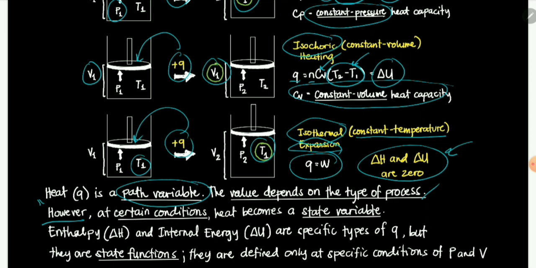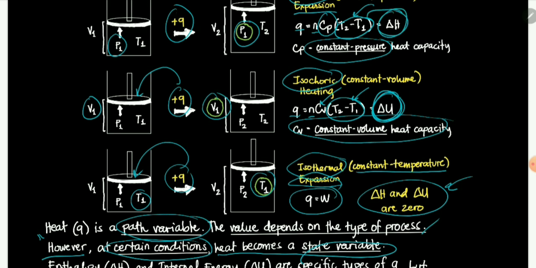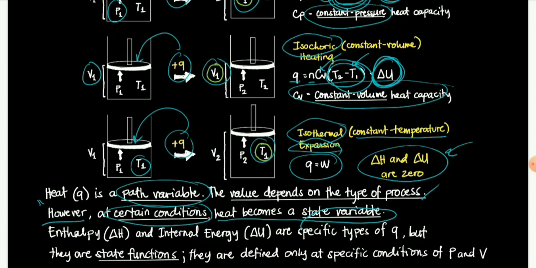However, okay, at certain conditions, heat becomes a state variable. So yung Q in general, path variable siya. Pero yung delta U at saka yung delta H, they are state functions. Kasi kung makikita nyo, nakadepende lang siya dun sa differences in the temperature. Okay? So, nagiging state function yung Q kapag constant yung either yung pressure or yung volume. Okay? So kapag constant yung pressure, nagiging delta H yung Q, ibig sabihin yung Q nyo ay nagiging state function. Ganun din kapag constant volume, nagiging delta U naman siya, it's a state function as well.